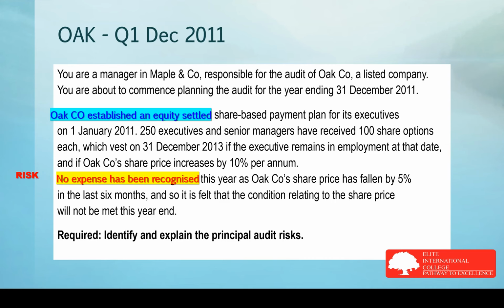And there is a risk that the expense continues not to be recognized. And what could be some other risks that you can recognize here? You can look at the measurement part of things. So what are they? On the area of staff, the company is going to assume that no one is going to resign. They've got 250 executives and senior managers who have received this 100 share option. So assuming that none would resign is a little unrealistic. So there's always a risk that the expense is going to account for 250 execs and senior managers.